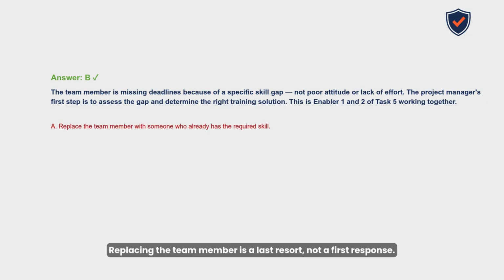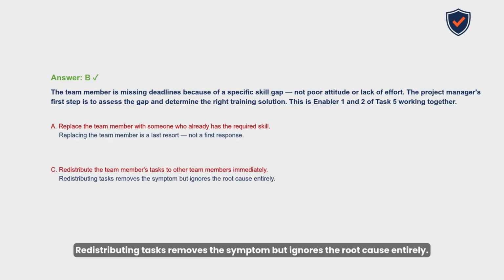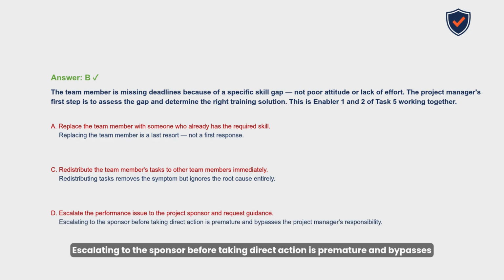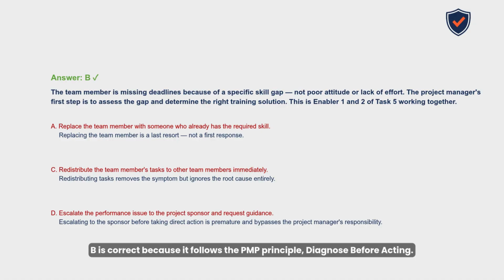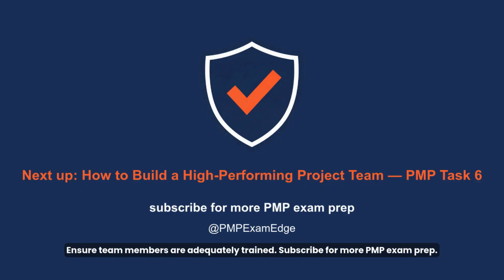Why not A? Replacing the team member is a last resort, not a first response. Why not C? Redistributing tasks removes the symptom but ignores the root cause entirely. Why not D? Escalating to the sponsor before taking direct action is premature and bypasses the project manager's responsibility. B is correct because it follows the PMP principle. Diagnose before acting. That's your complete guide to PMP Task 5. Ensure team members are adequately trained.